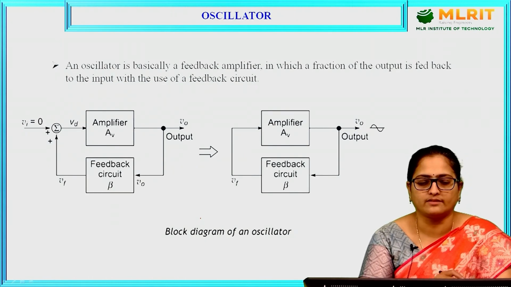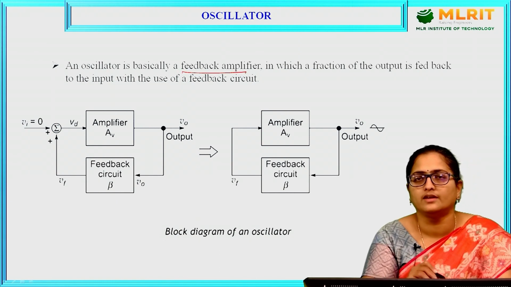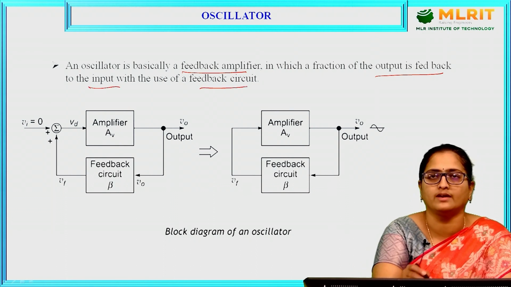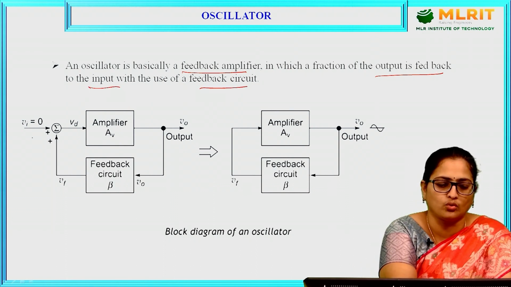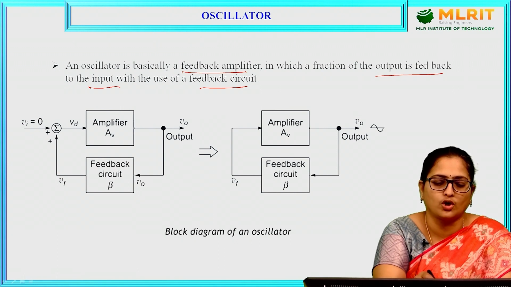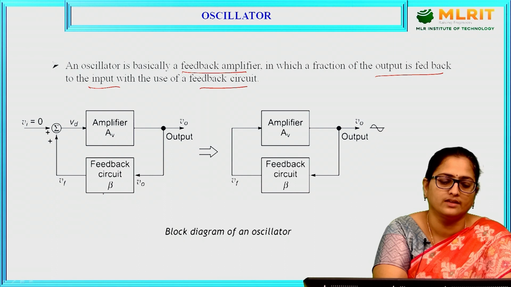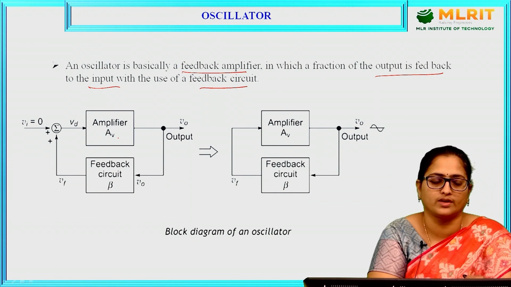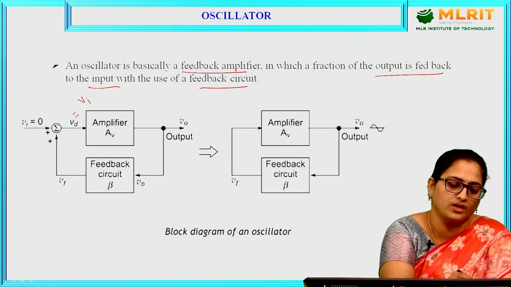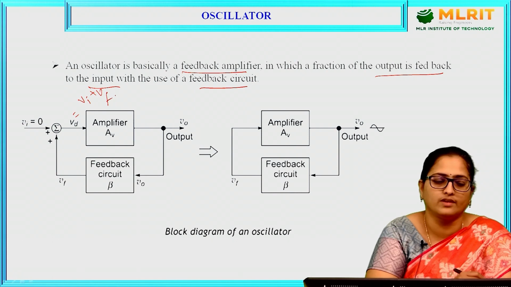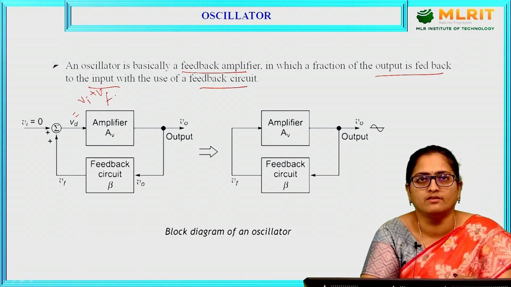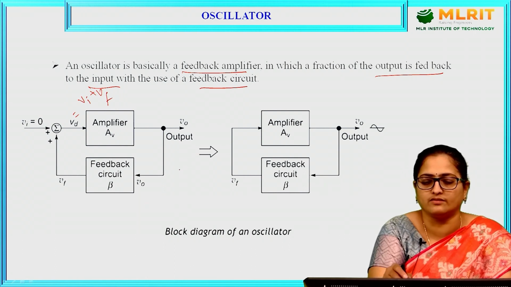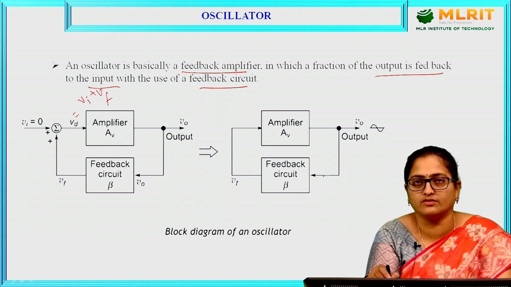First, what is an oscillator? An oscillator is a feedback amplifier in which a fraction of the output is fed back to the input with a feedback circuit. Vi is the input voltage which is given to an amplifier, and the output V0 of the amplifier is again given as feedback to the amplifier, where Vd is the actual input voltage for the amplifier, which is given as Vi plus Vf. Vi is the input voltage, Vf is the feedback voltage.